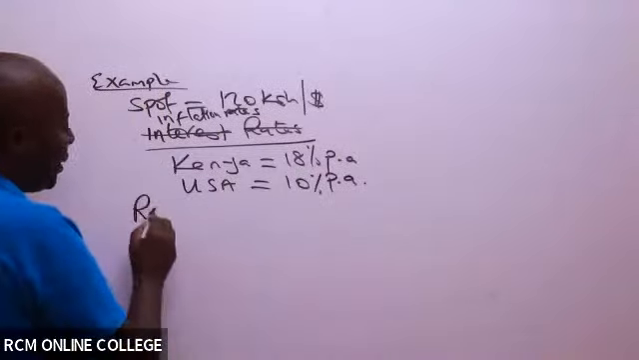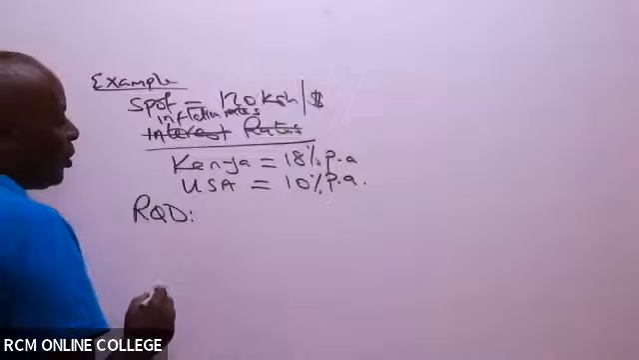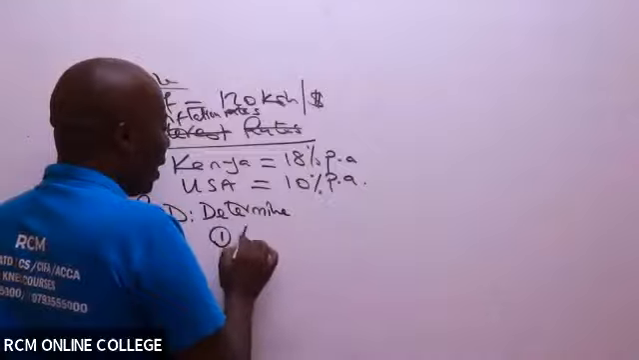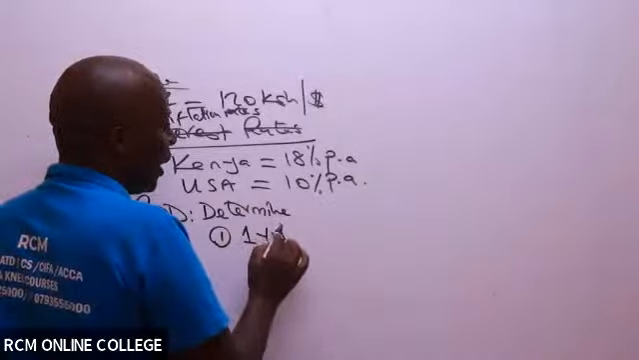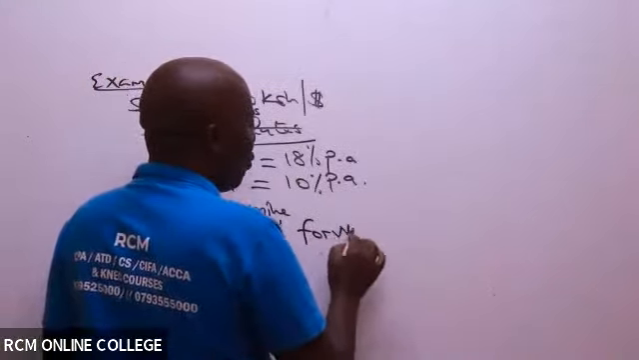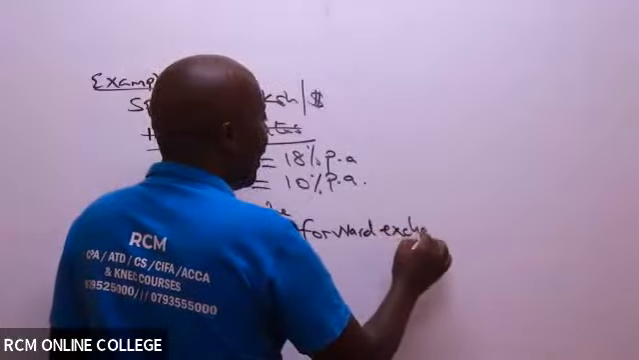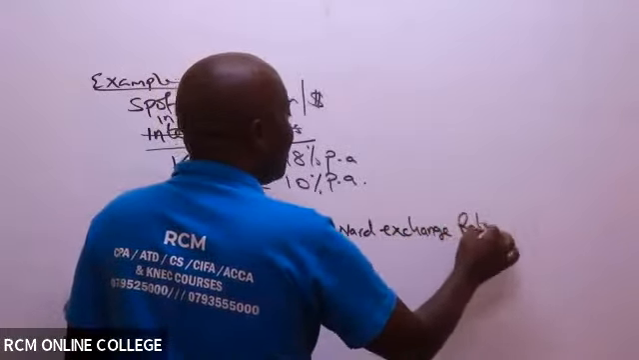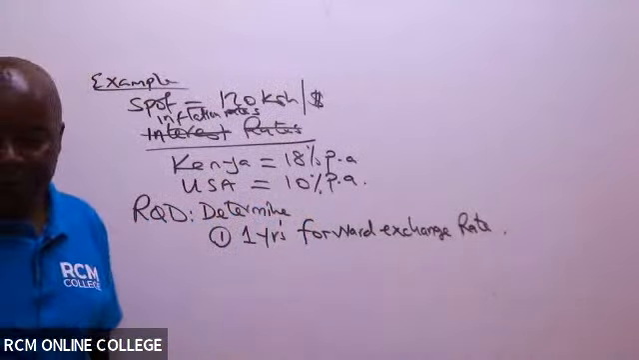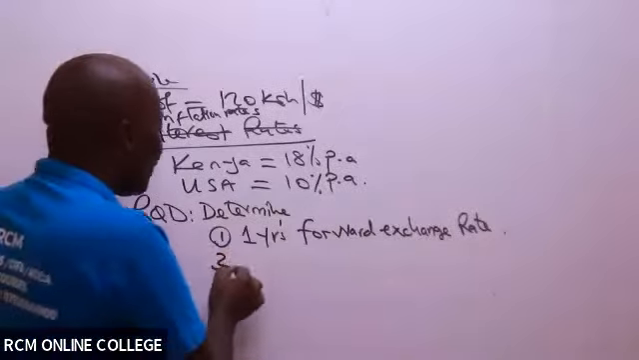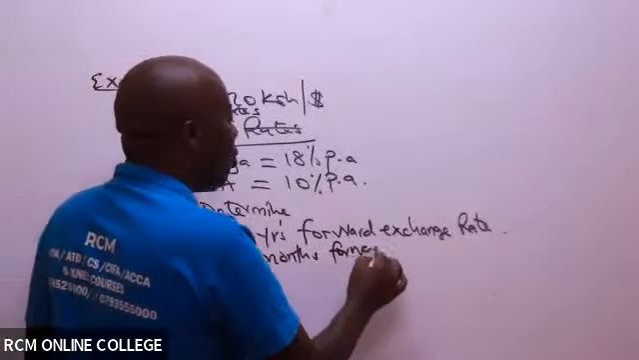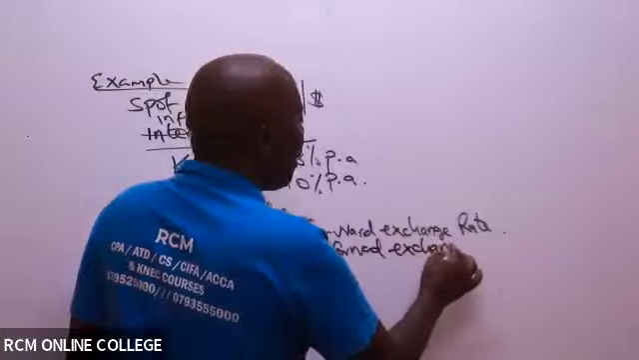So we are required to determine, number one, 1 year's forward exchange rate. And then number two, they want us to give them the 3 months forward exchange rate.